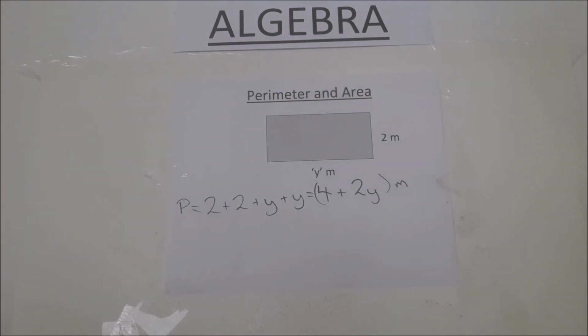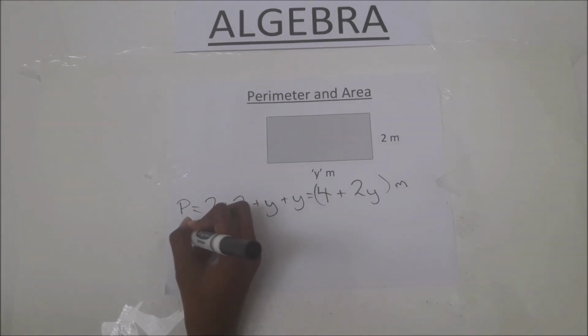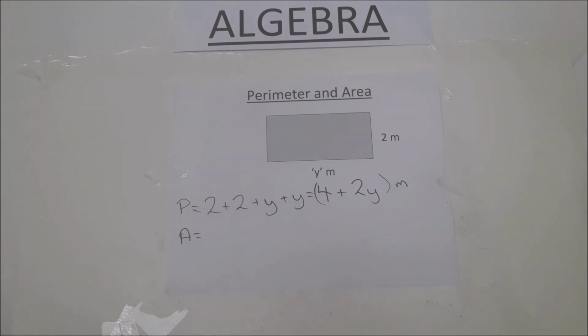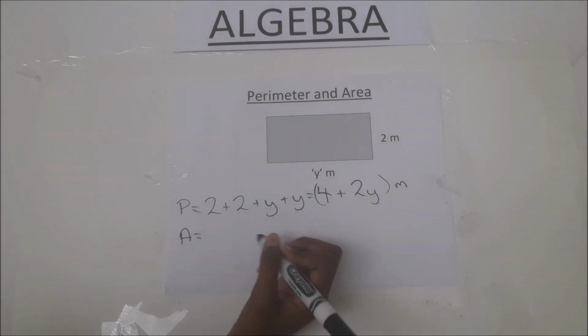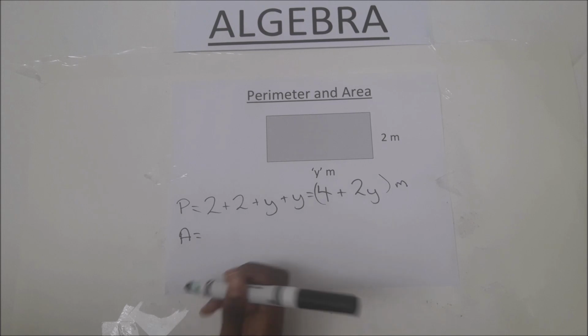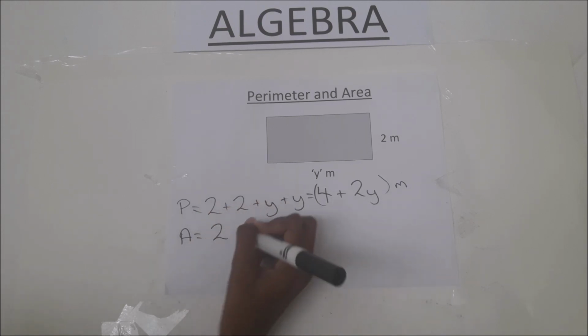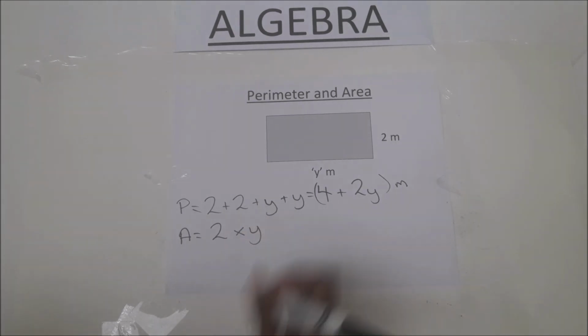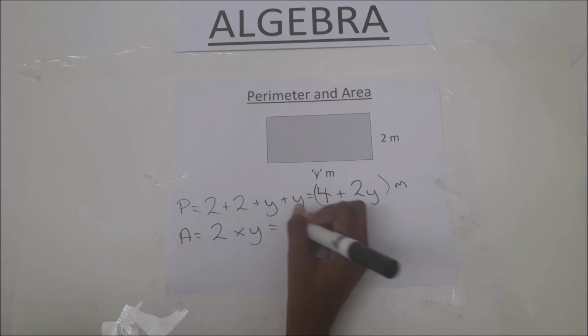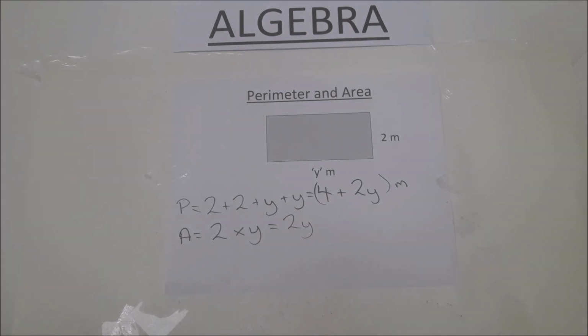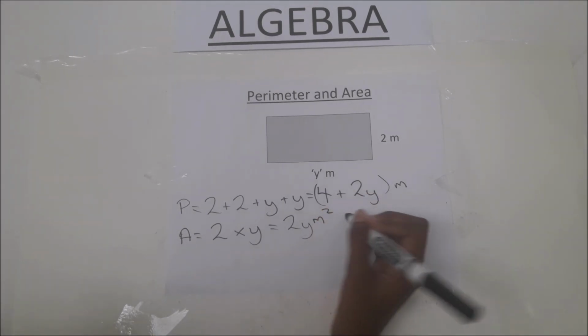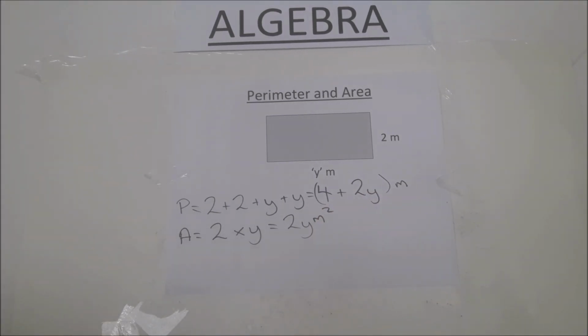Now we're going to do the area. So put area is equal to, what's the formula for the area of a rectangle? Length times width. Okay, the length would be the y. So 2 times y equals 2y. Just put 2y. And put what units you're going to use for area. Meters squared. Very good. Okay, now we're going to get into multiplying algebraic expressions.